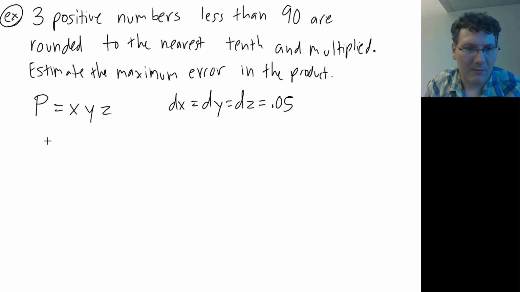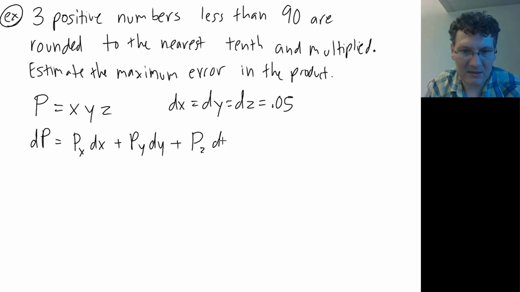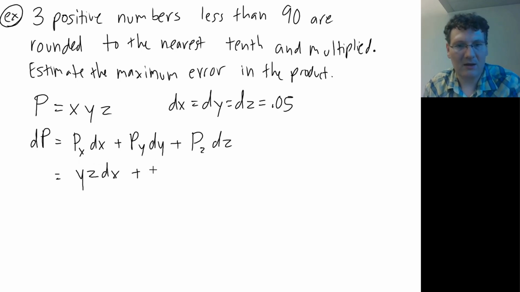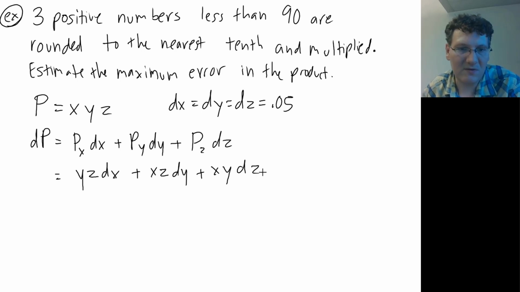And so we're again going to use a total differential to estimate this. It's going to be the derivative, so Px dx plus Py dy plus Pz dz, right? That's the formula for total differential. And then this is going to be just yz dx plus xz dy plus xy dz. Of course, everything is the same for the dx, dy, dz.